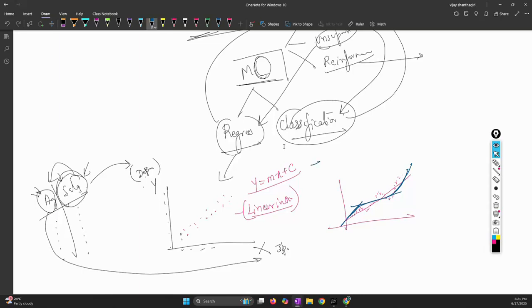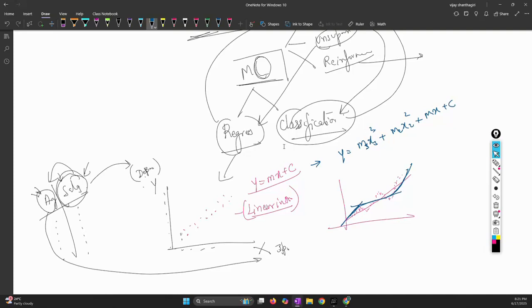Now what happens? You are looking at a polynomial equation. The equation of that looks like this: m3 x^3 plus m2 x^2 plus m1 x plus c. This is a polynomial equation, but still it's a linear regression only. You are just trying to capture the variance. If the data has too much variance, it's trying to capture it, that is fine. But still the trend is linear only. Small deviations are there, that is fine.